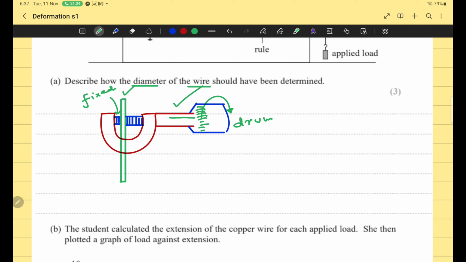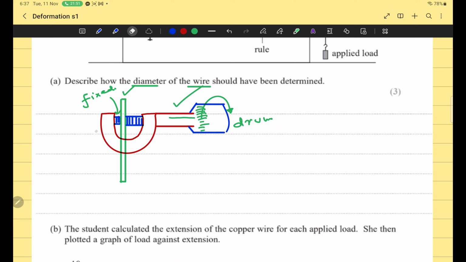Okay, number one. Number two, to increase its accuracy, we take at least three readings, and these three readings we take by changing the position of the wire, the orientation of the wire.